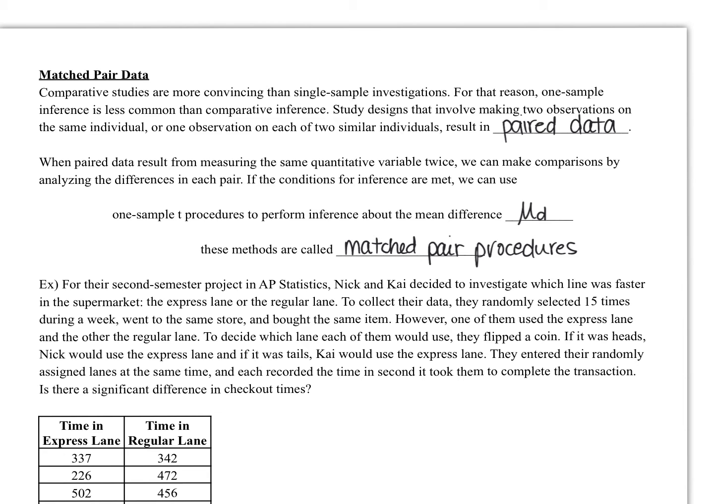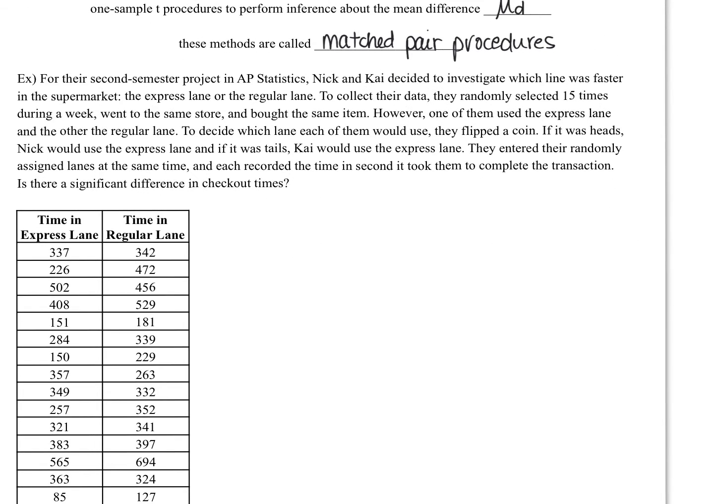Okay, so let's take a look at an example. For their second semester project in AP Statistics, Nick and Kai decided to investigate which line was faster in the supermarket, the express lane or the regular lane. To collect their data, they randomly selected 15 times during a week, went to the same store, and bought the same item. However, one of them used the express lane and the other the regular lane.